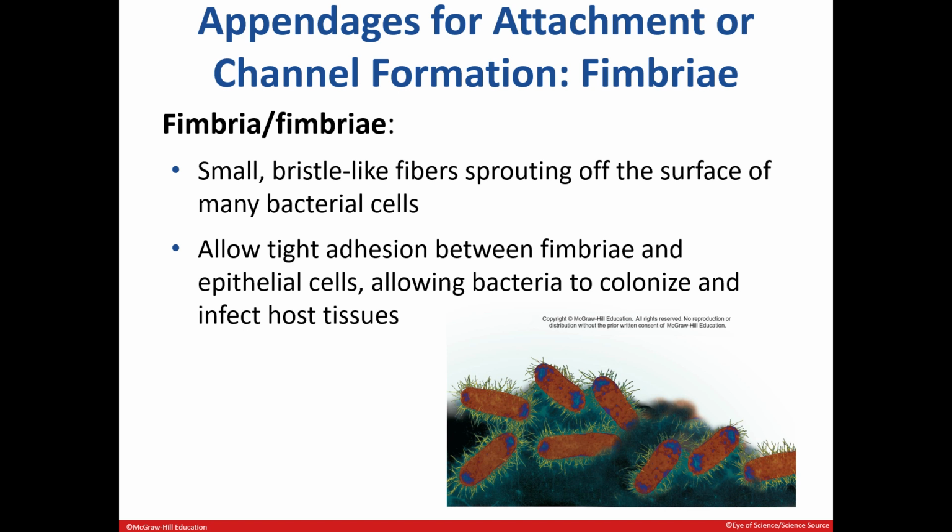Some bacteria contain genes that allow for the production of bristle-like structures that enable them to adhere to surfaces, particularly tissues. E. coli is notorious for producing fimbriae and being able to attach to the urinary tract tissue, which aids them in causing an infection.